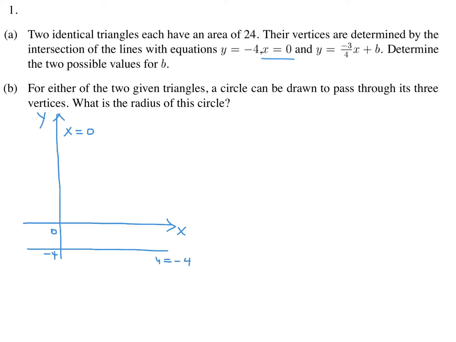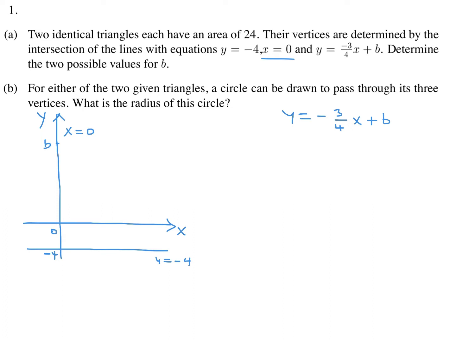And then we have this one, which is not as straightforward. Y is equal to -3/4 x plus b. Well, when x is 0, y would be b. Now, we don't know what b is, so I'm just going to say b is up here somewhere. So I just have to go with what I know, which is b is on the y-axis.